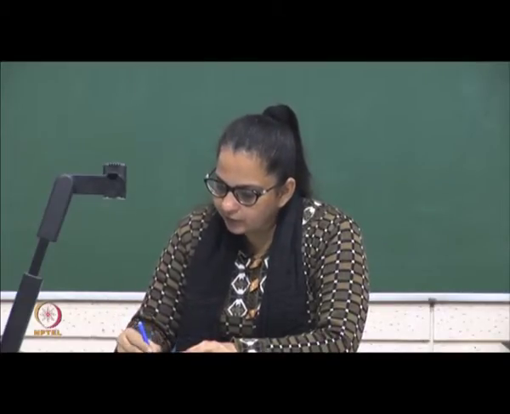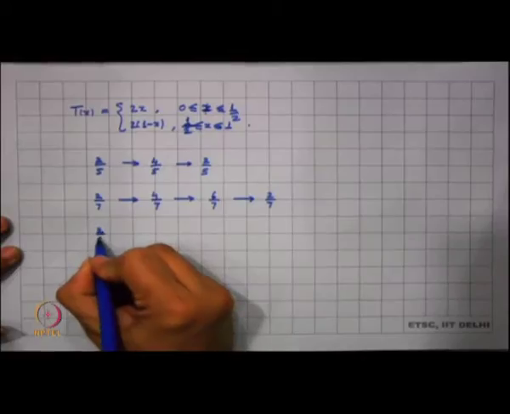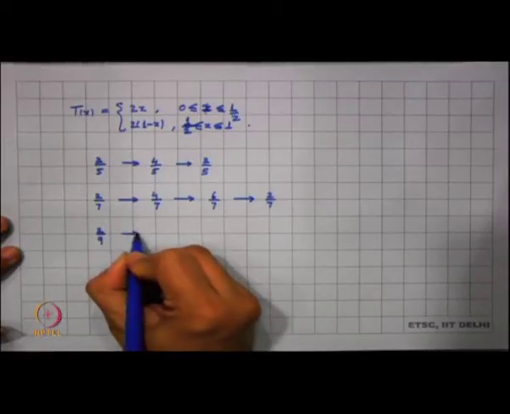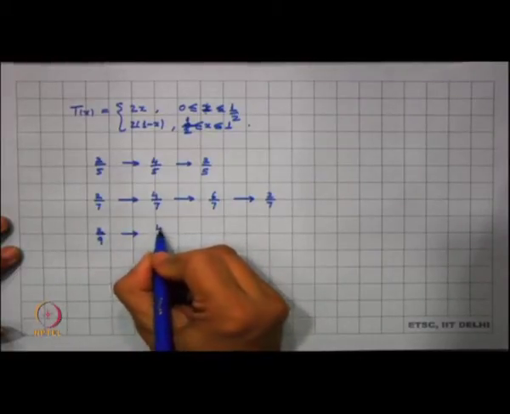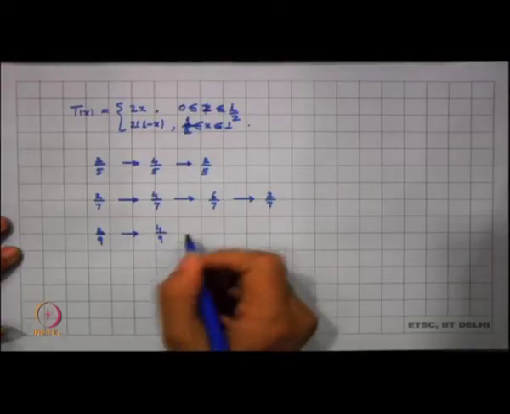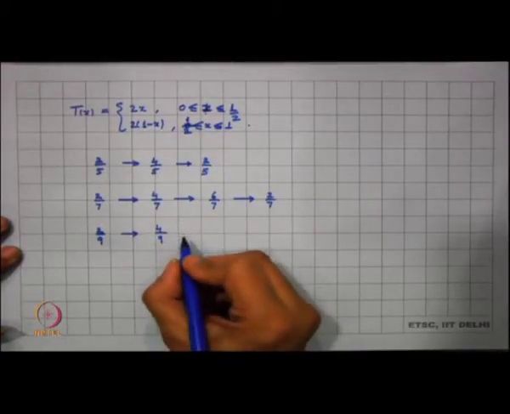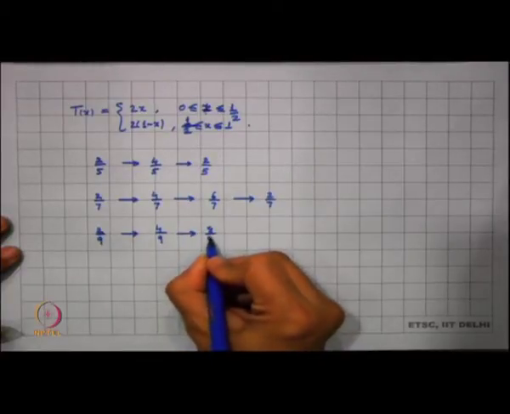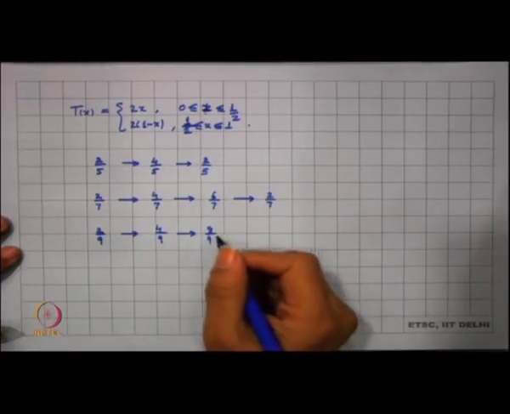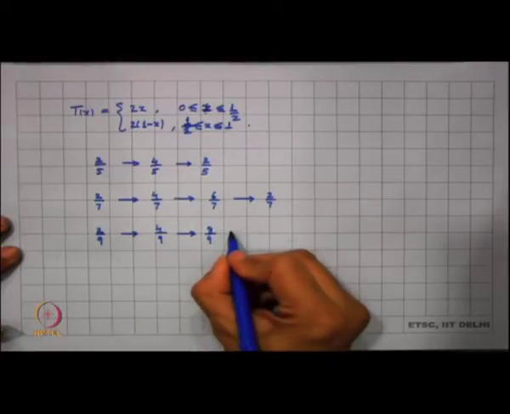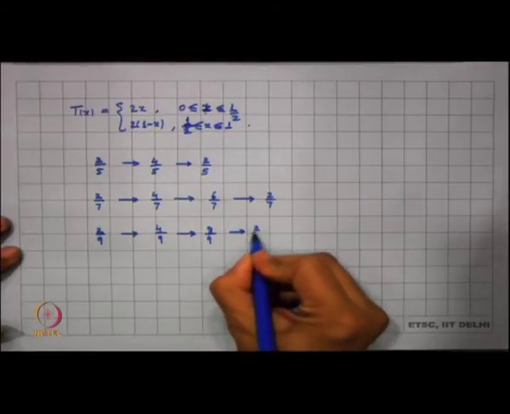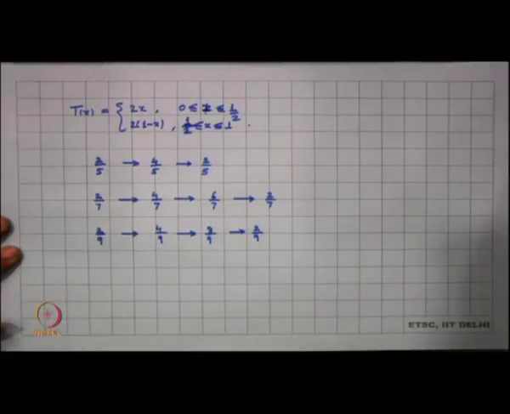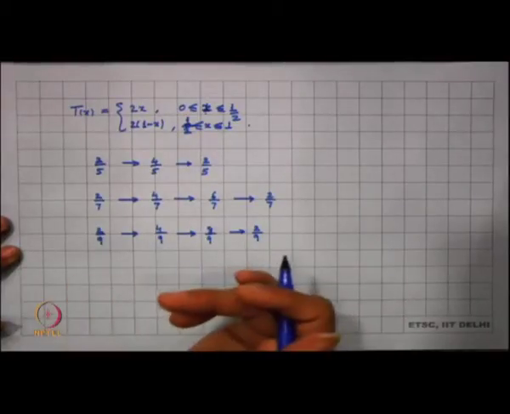Let me now look into 2 by 9. Where is this being mapped to? Obviously 4 by 9. Where is 4 by 9 being mapped to? This is being mapped to 8 by 9. Where is 8 by 9 being mapped to? What did we observe here? Again a periodic orbit of period 3.